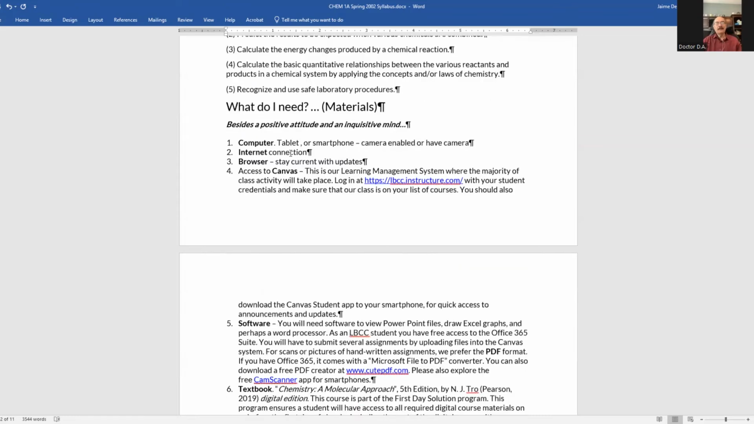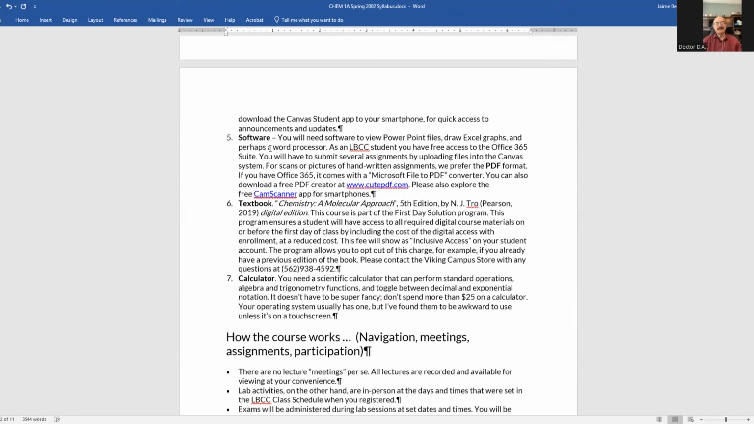Okay, please make sure that you read this section here, what you need, particularly in terms of software. We need some graphing software. You need a way of converting files into PDF formats. There's some instructions here and some more tutorials. And of course, please read about the textbook, which is Chemistry, a Molecular Approach by Nivaldo Tro. This is the 5th edition.